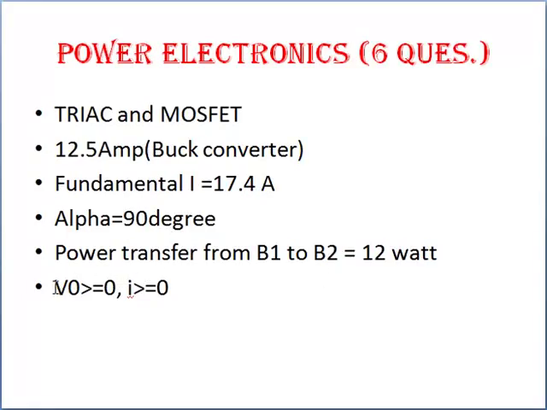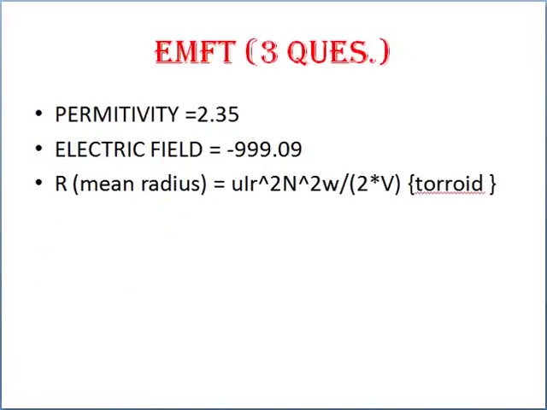There was one converter picture given, and there was some diode also connected. The answer of that question is V0 is greater than or equal to 0 and I0 is greater than or equal to 0. Now from the EMFT, a total of 3 questions were asked.